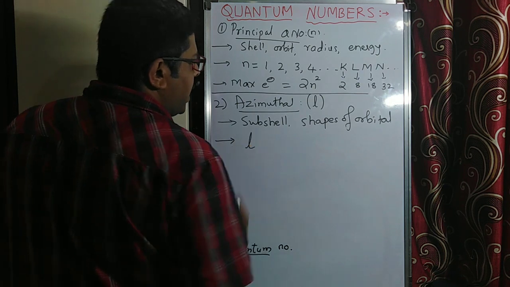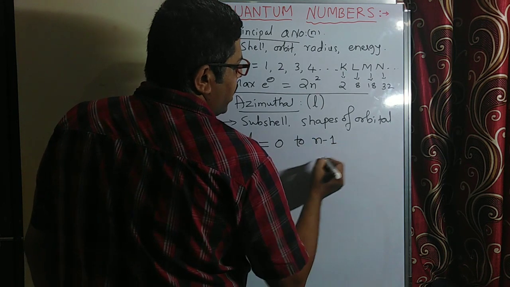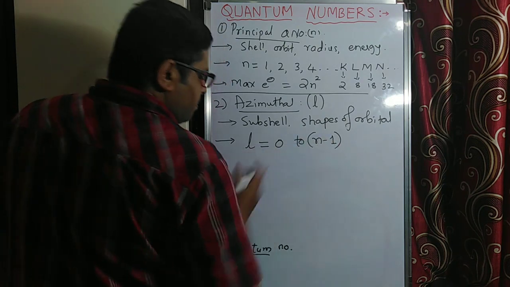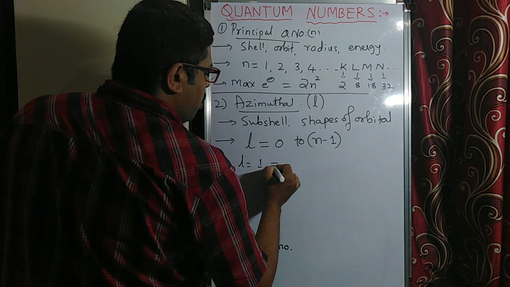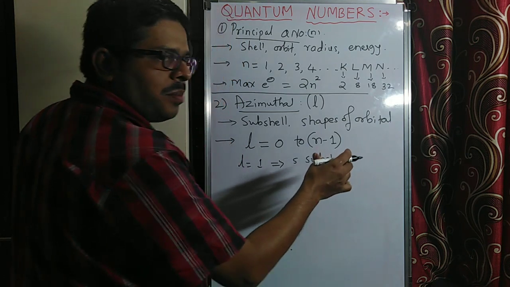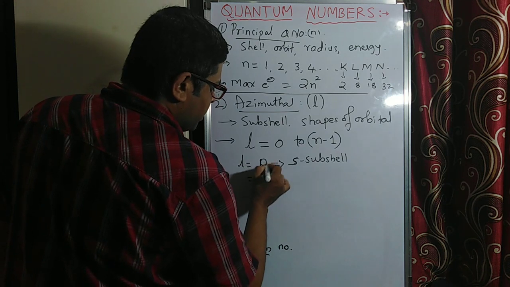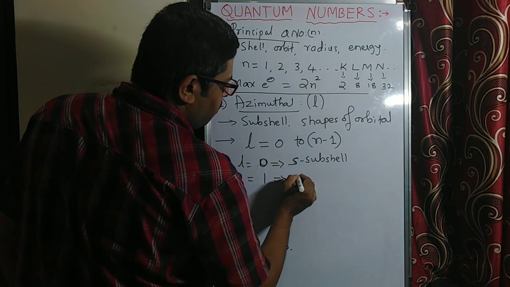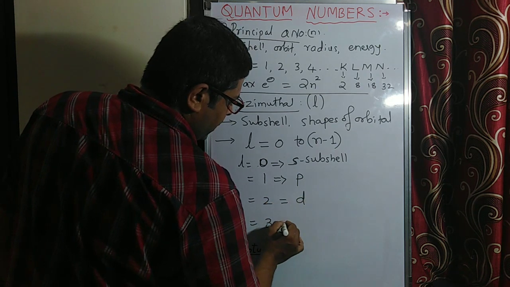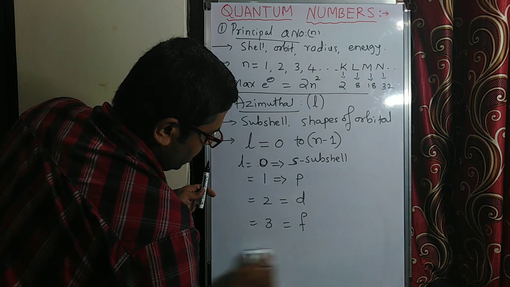And very important, remember, the l value depends on the n value. l is equal to 0 to n minus 1. Very important. So if l is equal to 0, we call that the s subshell. Here we are still not introducing the orbital word. If l is equal to 1, it is the p subshell. If l is equal to 2, it is the d subshell. If l is equal to 3, it is the f subshell, like that.